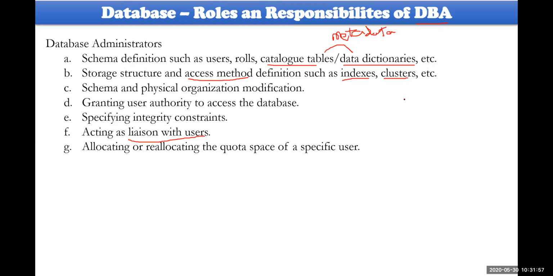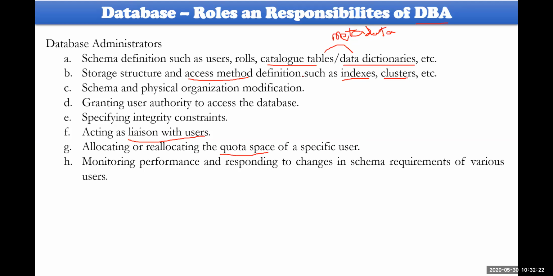Examination department quota will be, initially, some 1 GB allocated. After some time, the examination branch person may require an extra 1 GB, in the sense he must communicate with the DBA and put a request to the DBA to increase the quota. So then he will increase the memory quota for that particular person.